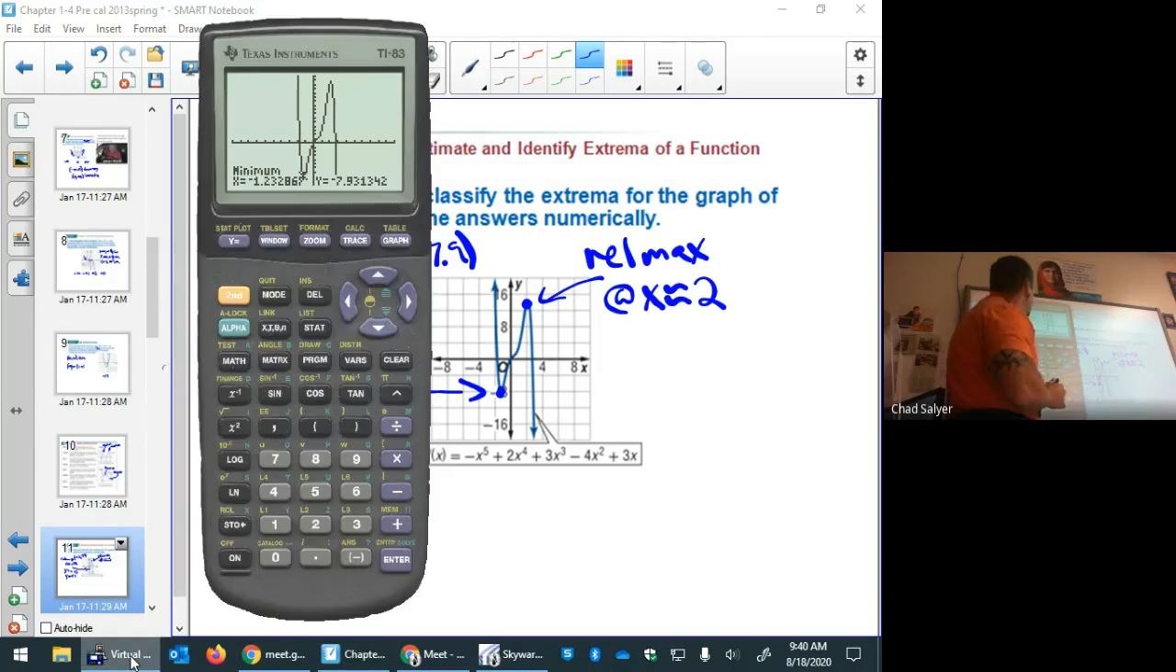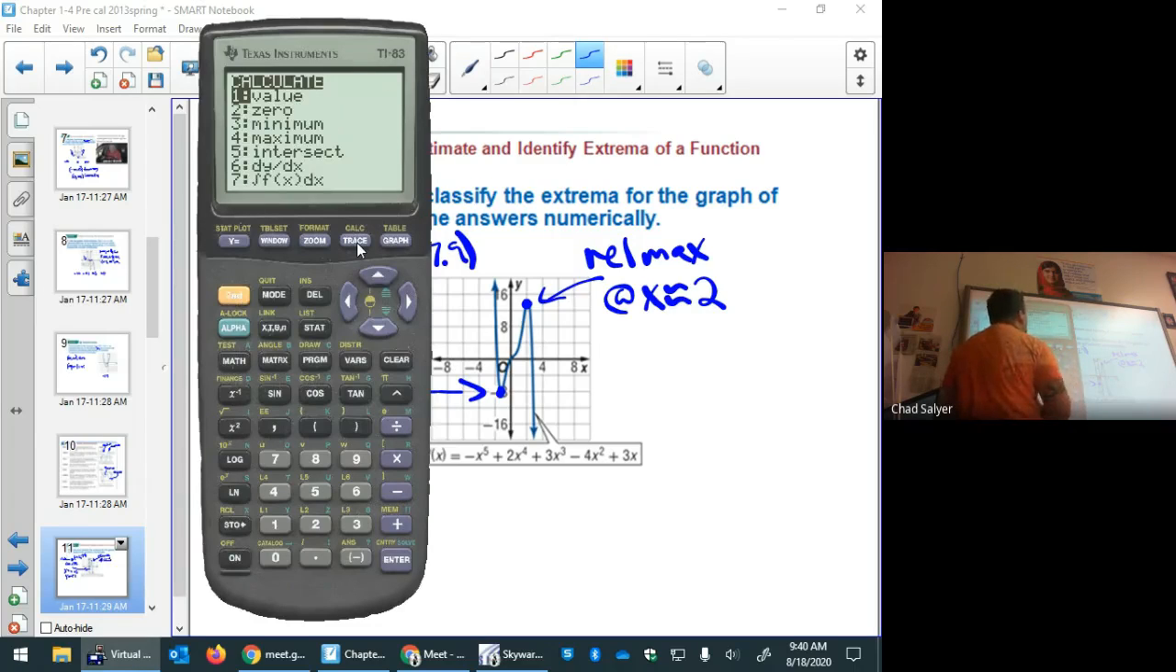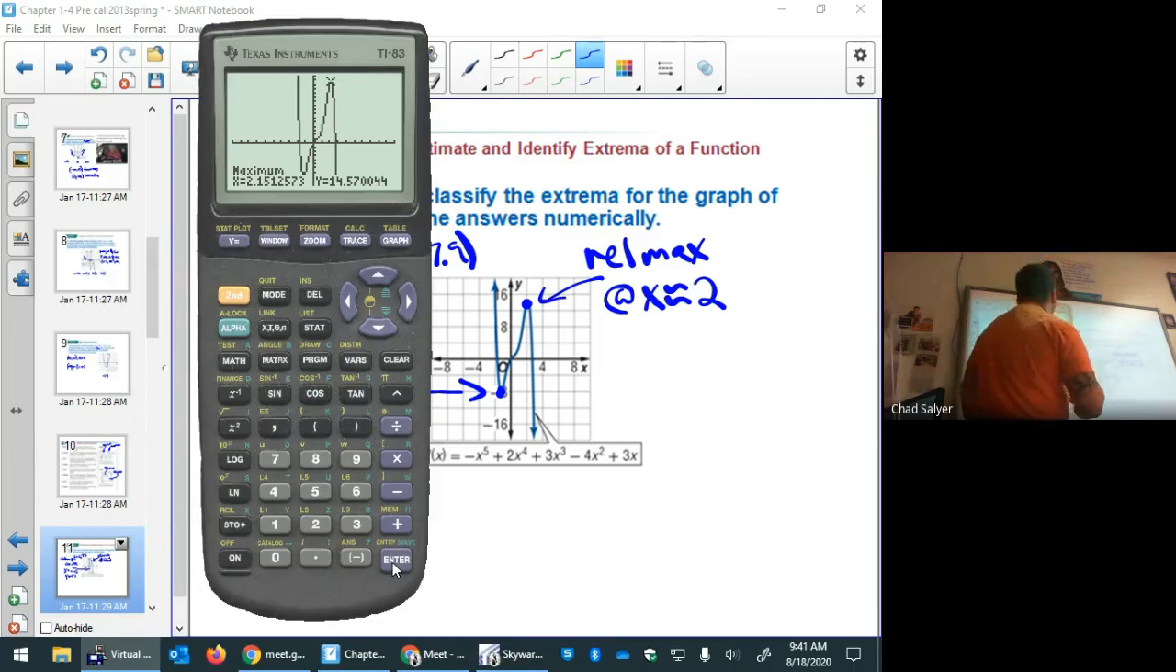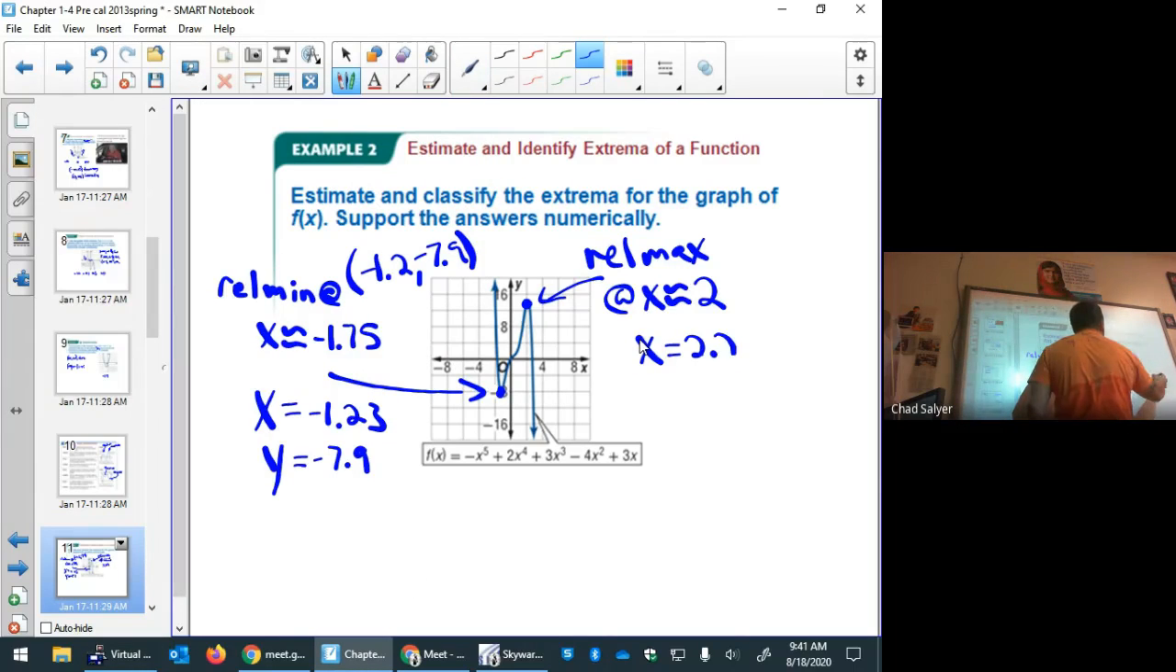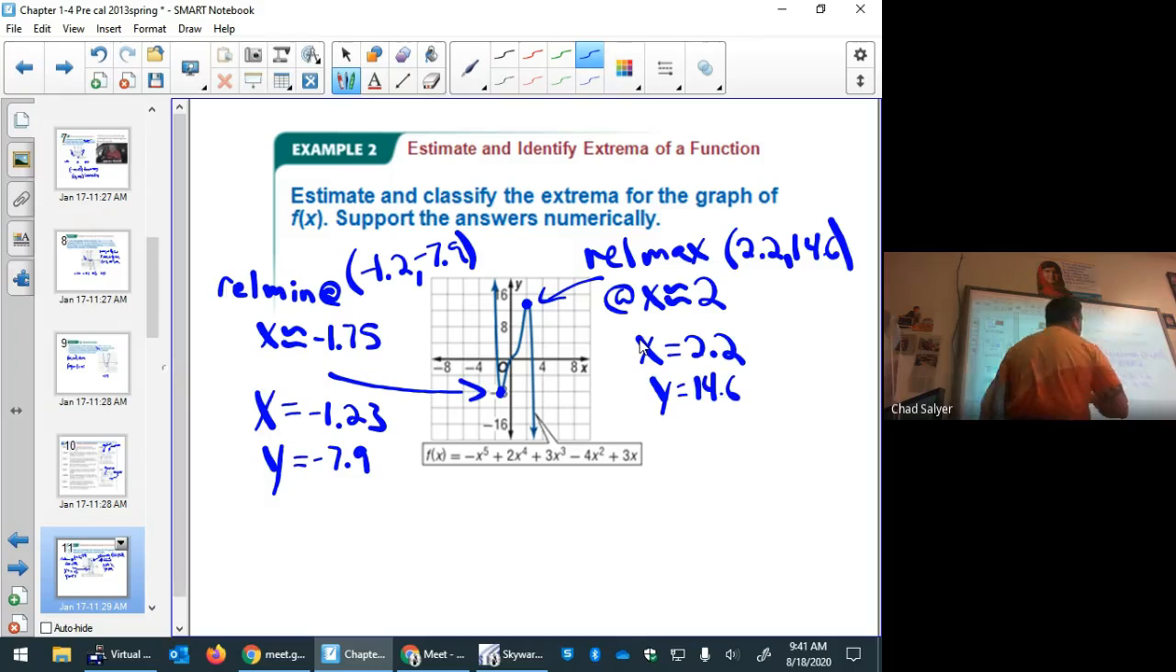Now the maximum. Let's see how close I was. Second and trace, and option 4. Where do I start looking? Well, let's start looking at positive 1. Where do I stop looking? Let's stop looking at 3. That will certainly capture it. So it's 2.15, 2.2 if I go to the nearest 10th, and then 14.6. So that point is 2.2 and 14.6. Again, rounded to the nearest 10th.